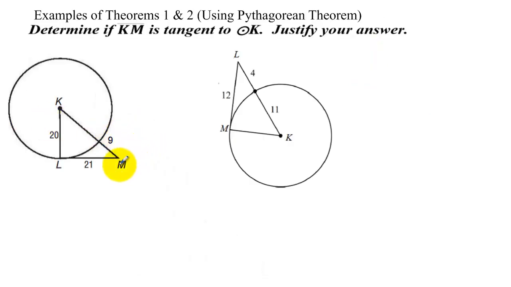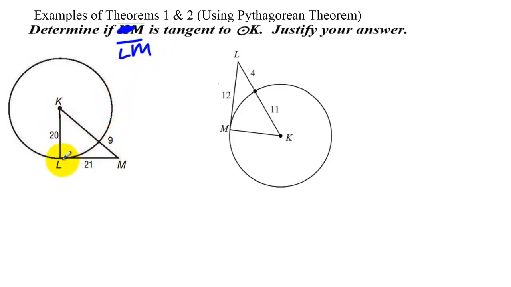Okay, let's apply these in some examples. Our first example is showing how theorems 1 and 2 work. We're going to have to determine if segment KM is tangent to circle K. And I can see right here it's not. That is a typo. Let's change that. Let's call this segment LM. And we're going to determine if it is tangent to circle K.